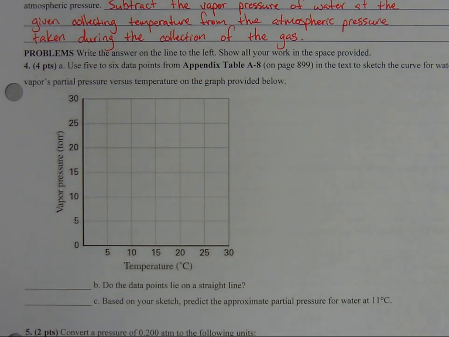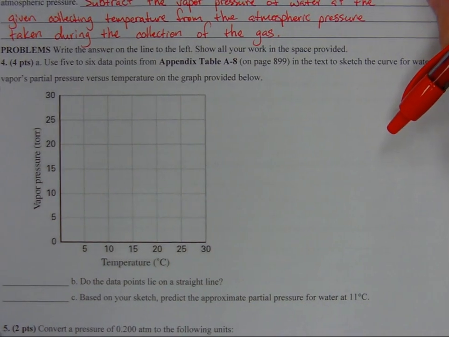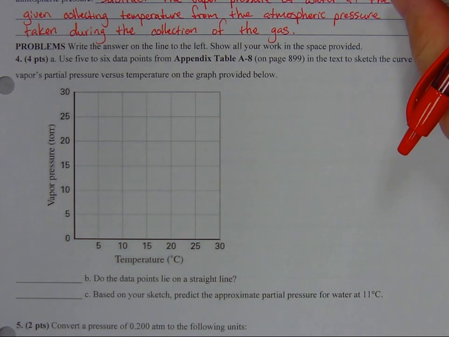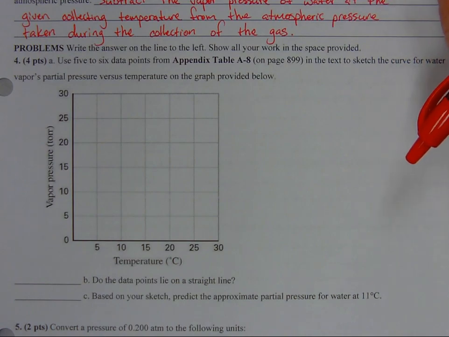Number 4. A. Use 6 data points from Appendix Table A8, which is on page 899 in the text, to sketch the curve for water vapor's partial pressure versus temperature on the graph below. Yeah, this is another partial pressure that, gosh darn it, I would prefer to be in section 3. But hey, it's here. Let's do it.